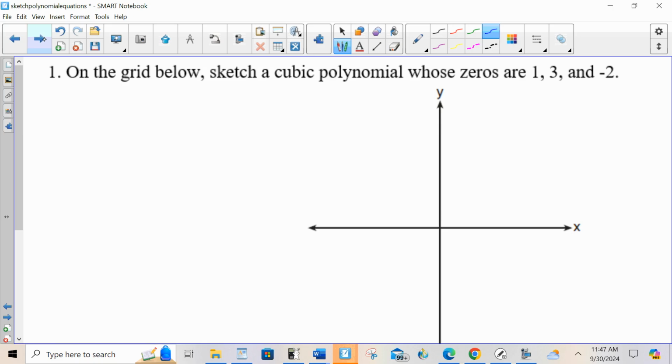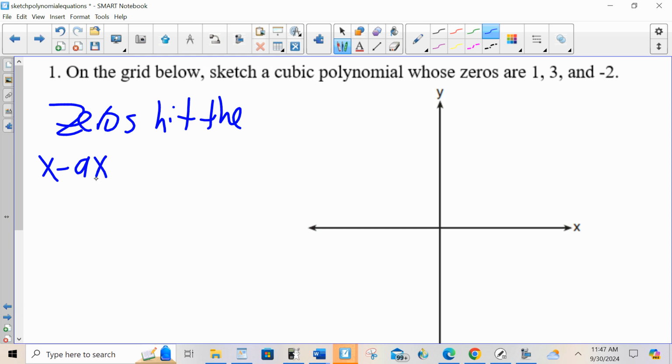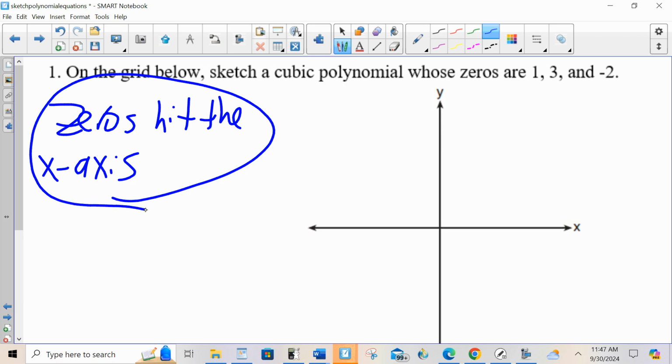On the grid below, sketch a cubic polynomial whose zeros are 1, 3, and -2. Well, the zeros hit the x-axis. Students get confused when they're supposed to switch the sign and when they're supposed to not switch the sign. The answer is the zeros hit the x-axis. If the zeros are 1, 3, and -2, then the graph hits the x-axis at 1, 3, and -2.